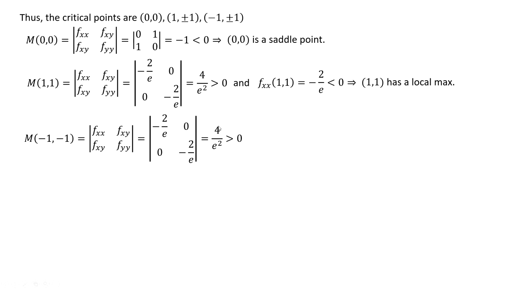Similarly, we got this is greater than 0 and that is negative. M is greater than 0. F sub xx is less than 0. Again, a local max.